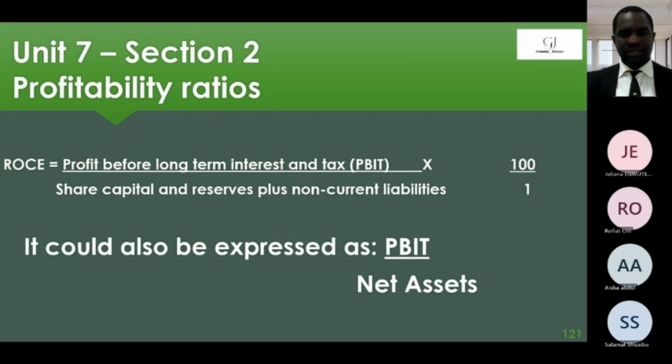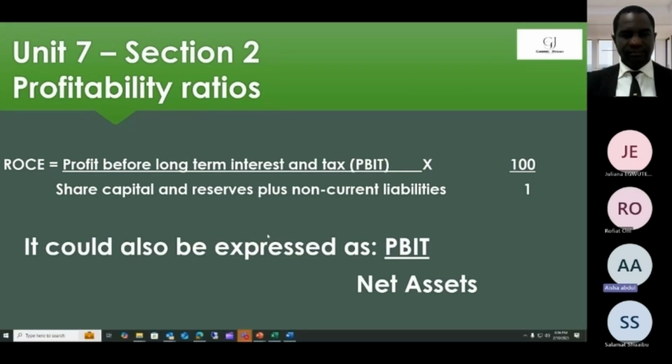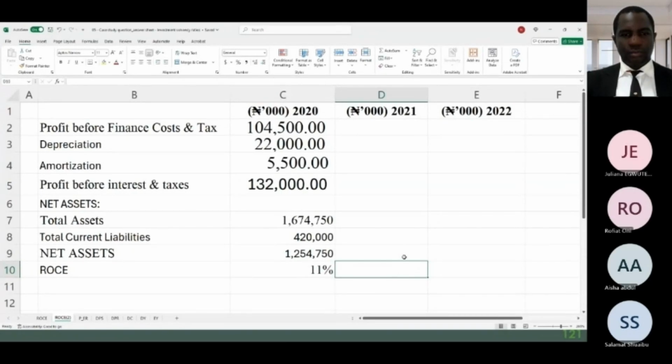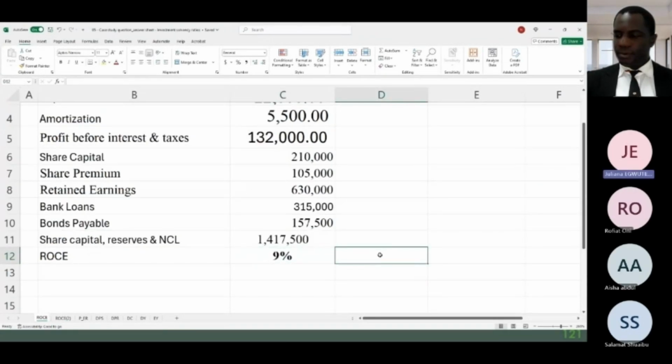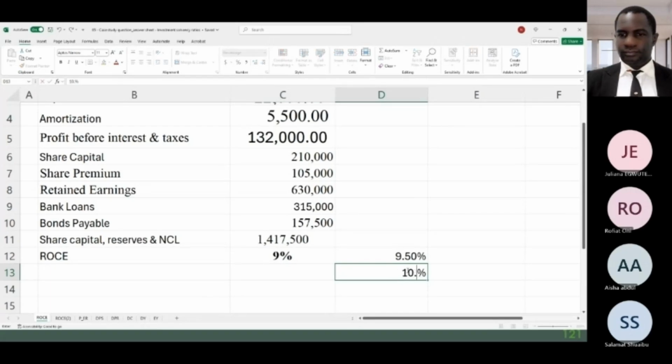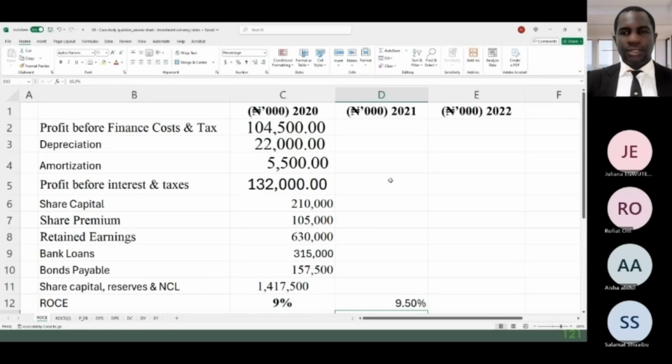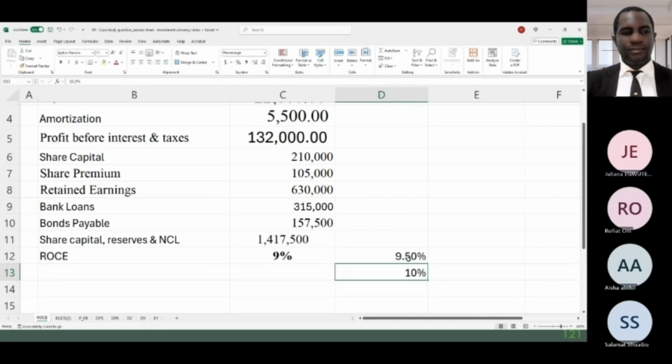Sir. Yes, please. I got 9.5%. Thank you very much. For return on capital employed, I got 10.2. I don't know if I'm correct. Okay, 9.5%. Another person got 10.2. Any other person? Is that for 2021, both of us? Yes, sir. Okay, fantastic.